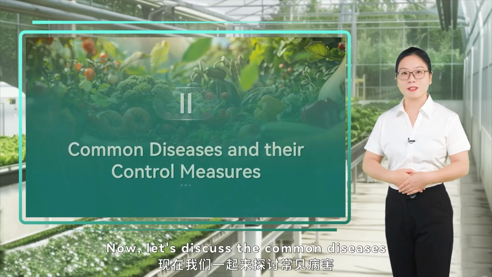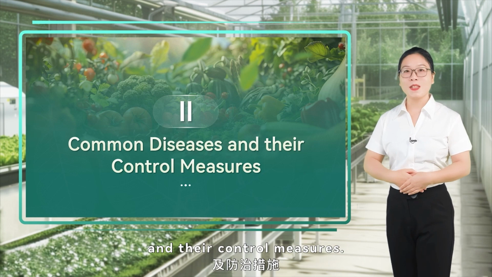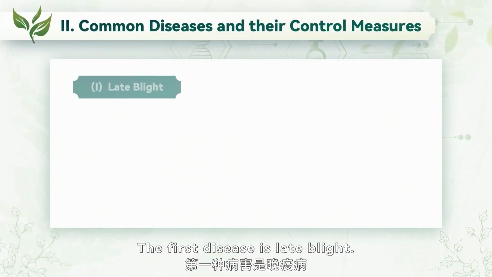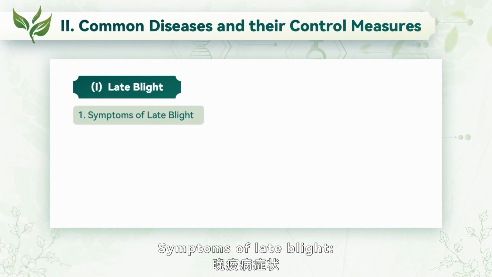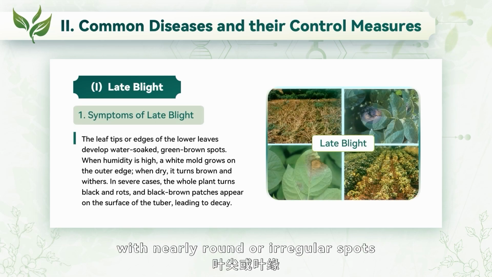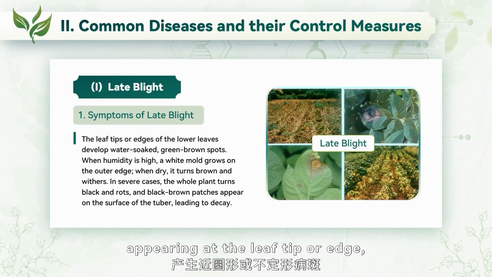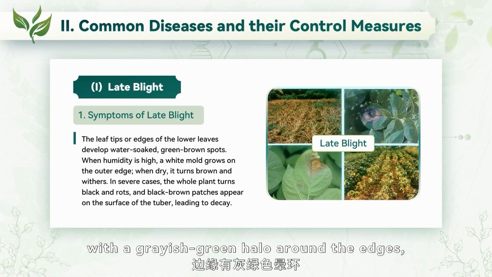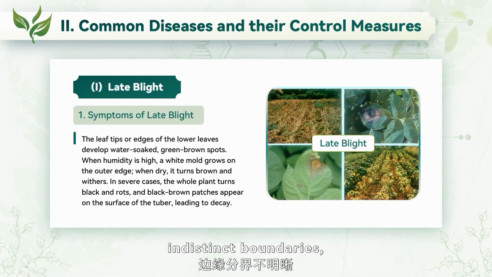Now, let's discuss the common diseases and their control measures. The first disease is late blight. Symptoms of late blight: it often starts from the lower leaves, with nearly round or irregular spots appearing at the leaf tip or edge, water-soaked, greenish-brown small spots, with a grayish-green halo around the edges, indistinct boundaries, and a ring of white mold appearing on the outer edge when humidity is high.